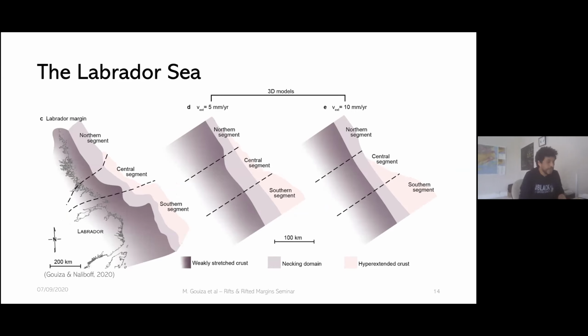And here what I'm showing is two 3D models at 3 different extension velocities. We see that the extension velocity doesn't change the final geometry of the margin a lot. But what we see is that we have an increase in hyperextension as we move south.